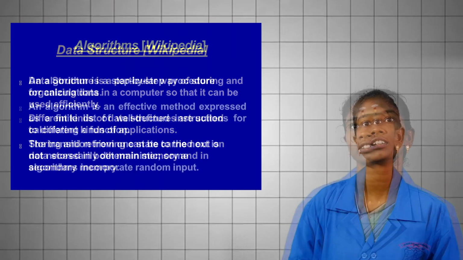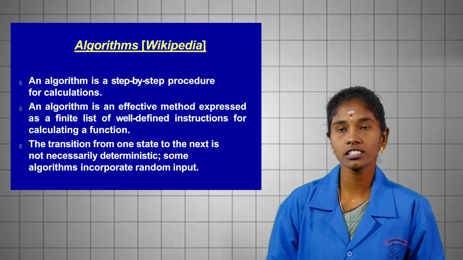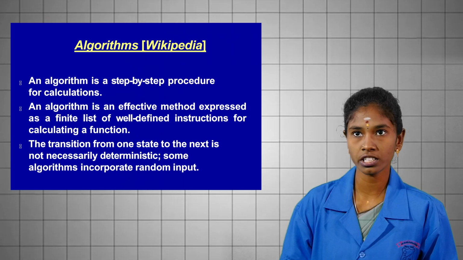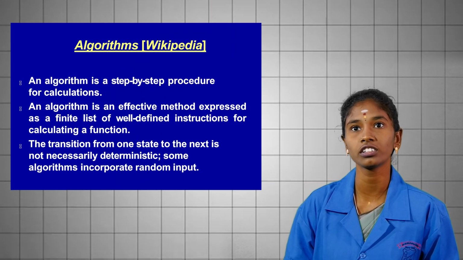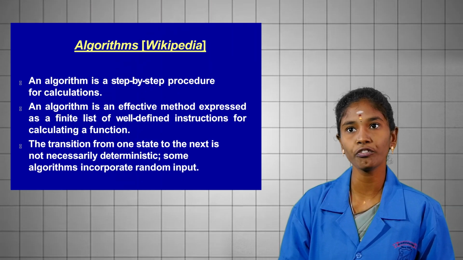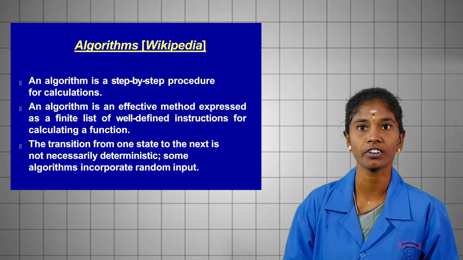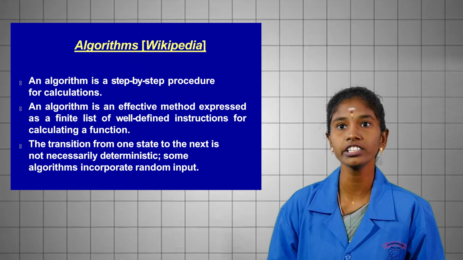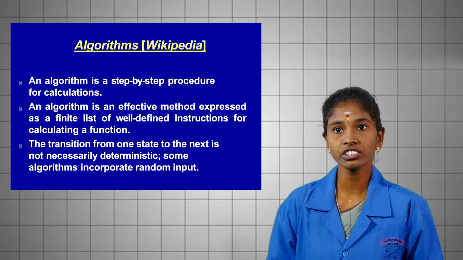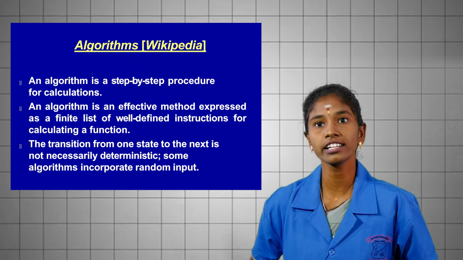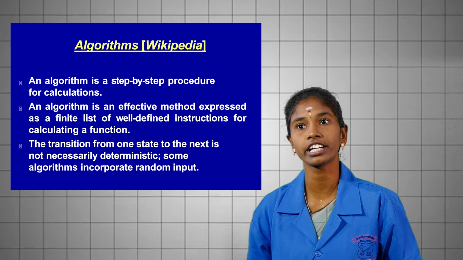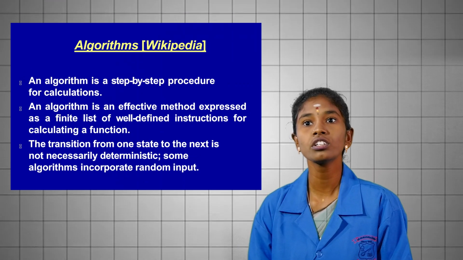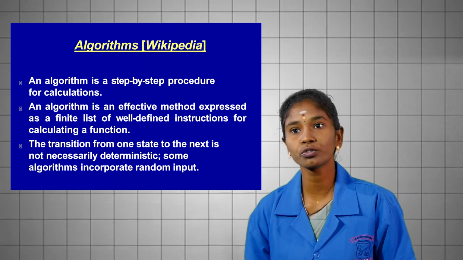The next topic is algorithms. What is an algorithm? An algorithm is a step-by-step procedure for calculations. An algorithm is an effective method expressed as a finite set of well-defined instructions for calculating a function. The transition from one state to the next is not necessarily deterministic. Some algorithms incorporate random input values.